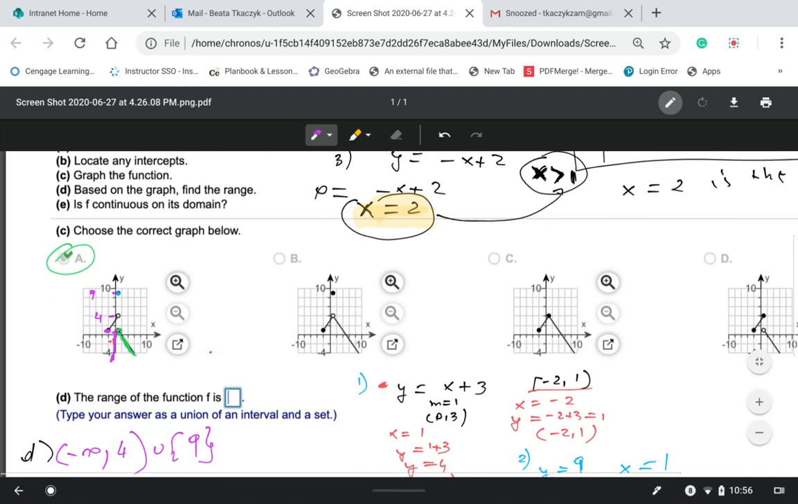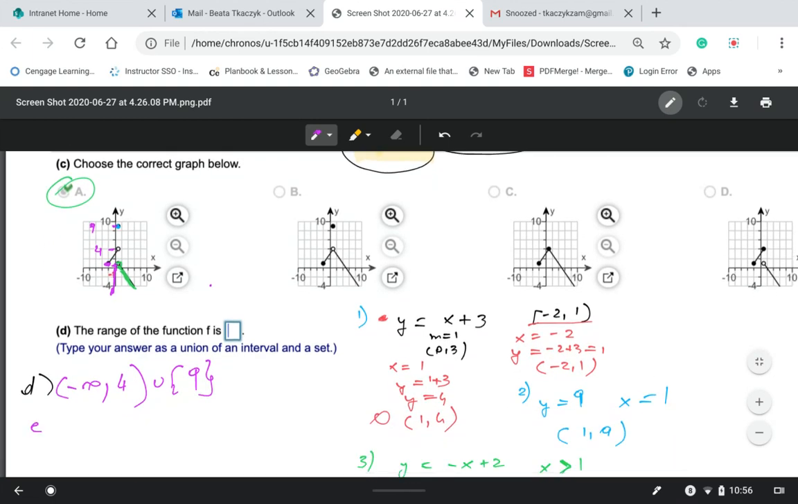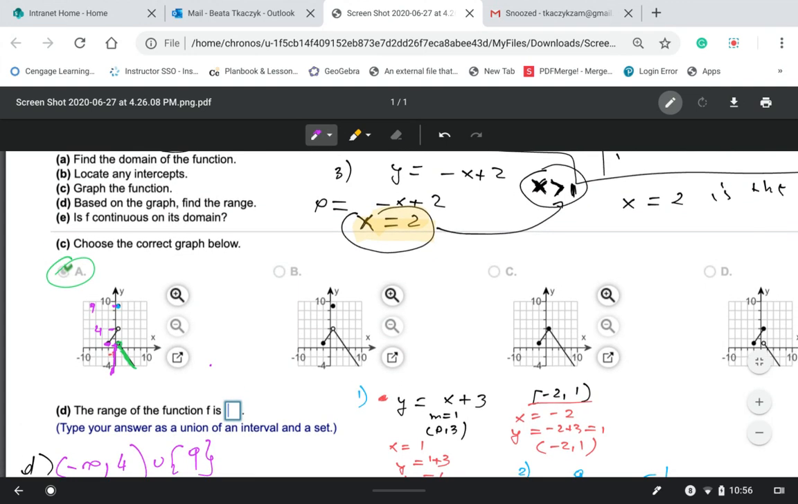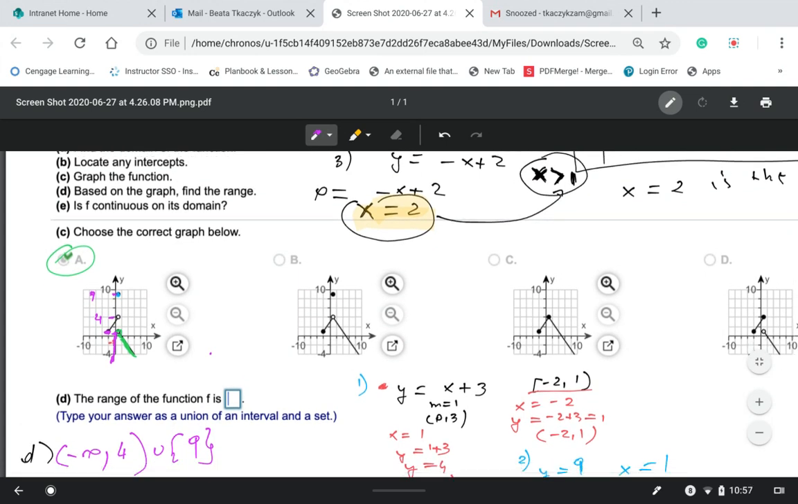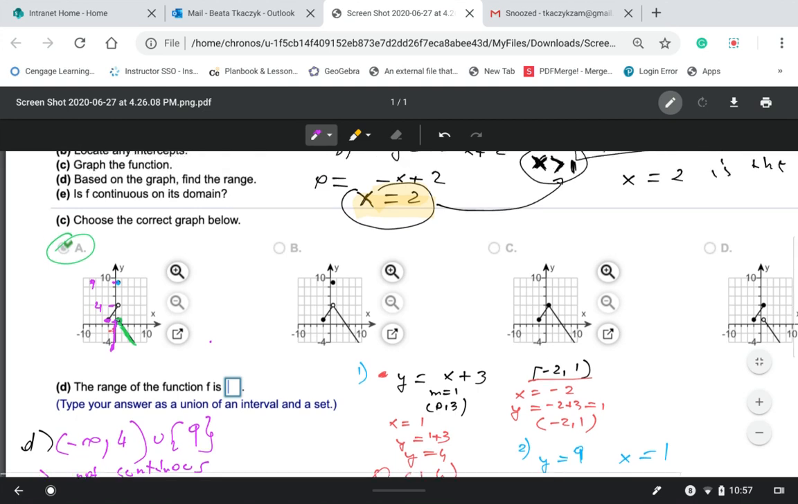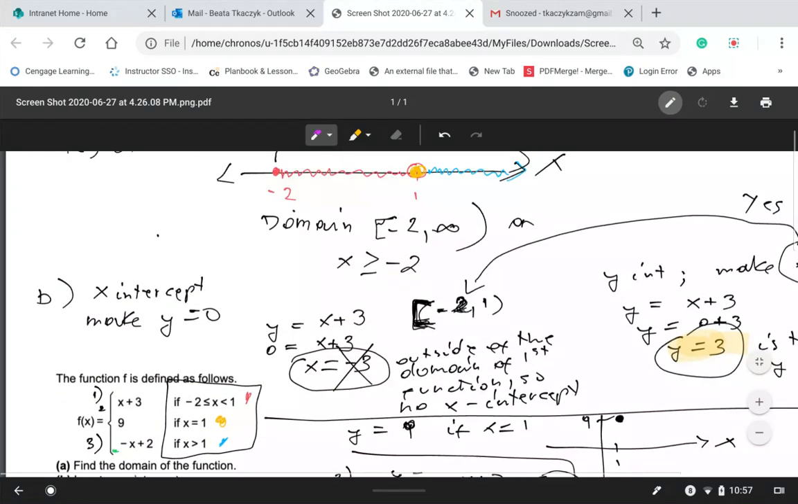And part E, they're asking you if the function is continuous on its domain. The function is not continuous because, first of all, for a function to be continuous, you should be able to graph it without lifting a pencil, which is impossible. And also you guys see that we have gaps here. So definitely it's not continuous. And that's it. So that was the problem.